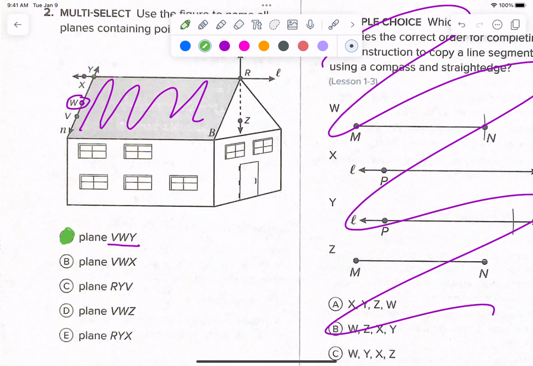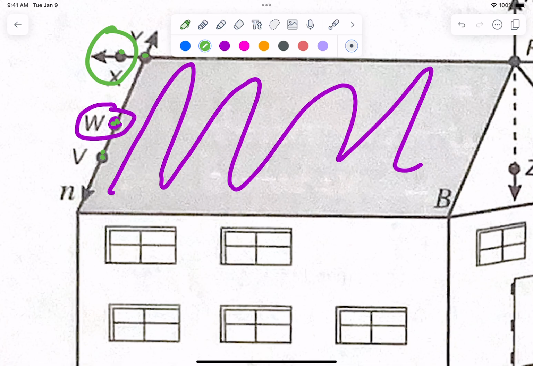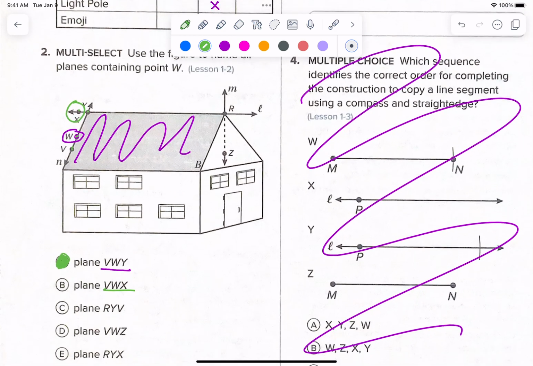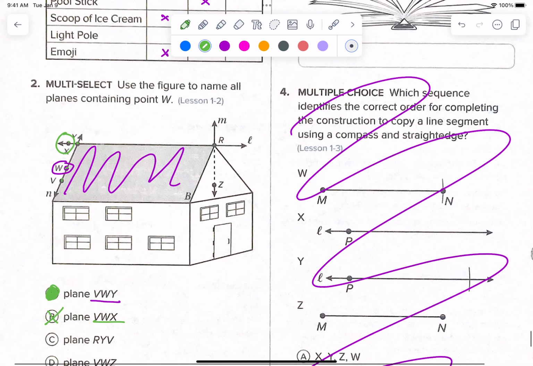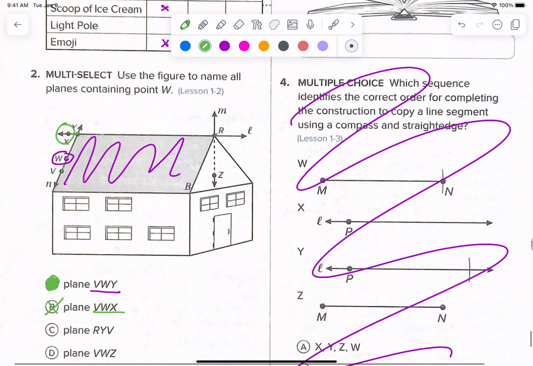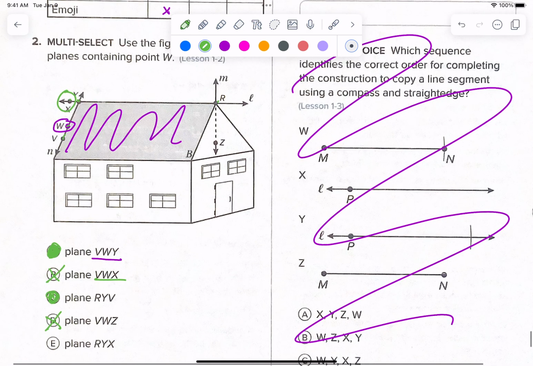Okay, now there's more than one right answer. Can I name him VWX? X is this guy over here. No, he's lined up off to the side, so I don't think VWX is gonna work. Okay, what about RYV? Yes. R is here, Y is here, V is here. I think that one works. Okay, what about VWZ? You see where Z is? No. All the way off yonder, so I don't think that's gonna work. What about RYX? No. R and Y work, but X is off to the side, so that's not gonna work. So either A or C would work for naming that plane.